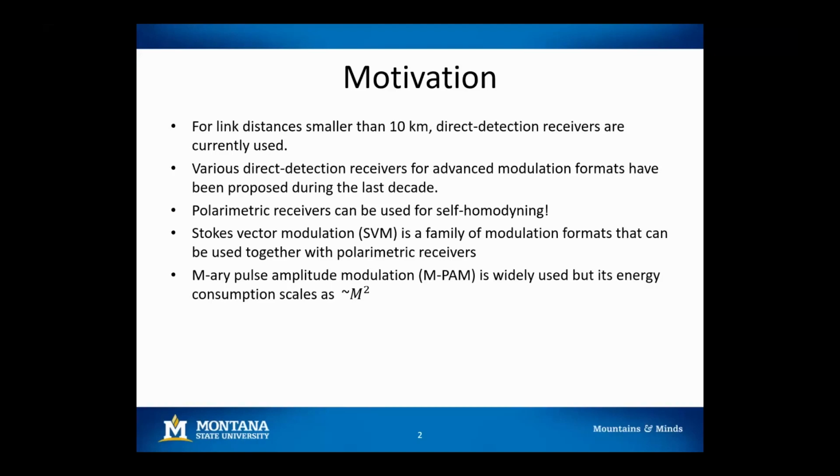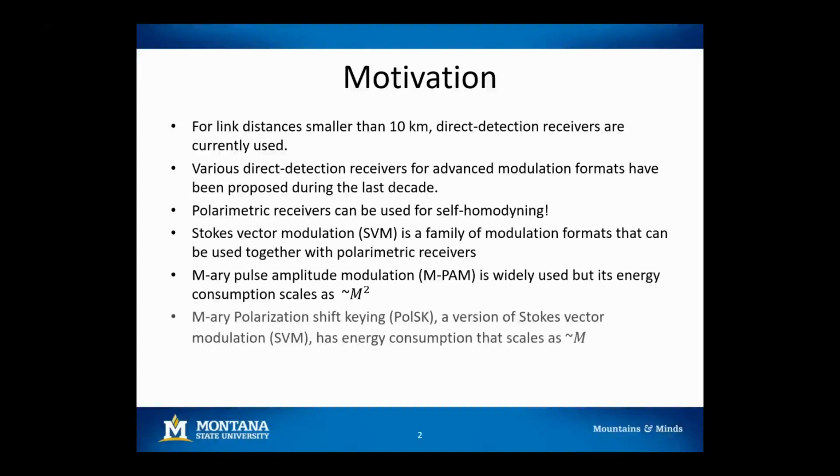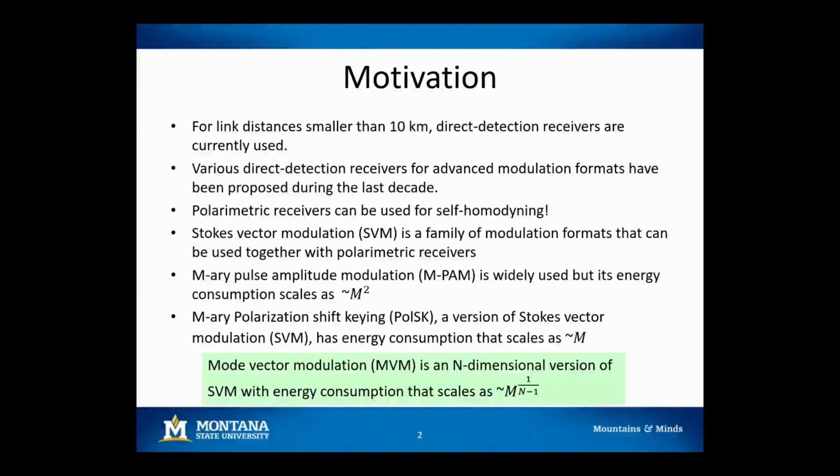So what is the advantage of Stokes vector modulation? Basically, if we compare it to M-ary PAM, well, M-ary PAM is a one-dimensional format and its energy scales quadratically with the number of points that we have in our constellation. However, Stokes vector modulation, for example, polarization shift keying, which is a special version of equi-energetic Stokes vector modulation signals, scales linearly with the number of constellation points. And this is the motivation for our work, because if we go to a multi-dimensional Stokes space, we can have a more Gaussian scaling with the number of constellation points. So higher dimensionality means higher energy efficiency.